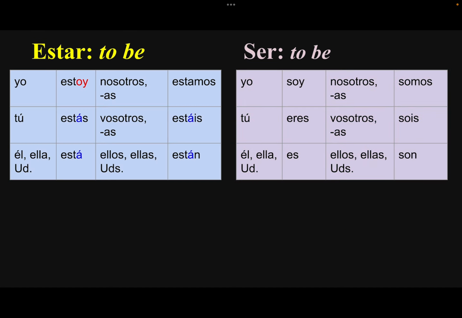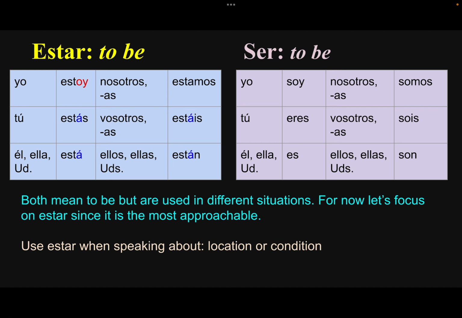Also, something to keep in mind, if you're already familiar with this, yes, estar and ser both mean the same thing. They both mean to be. So when you say yo estoy, you're saying I am. When you say yo soy, I am. Tú estás, you are. Tú eres, it means you are. They mean the same thing, but they're used in different situations. We're going to just focus right now on estar. It's a little bit more approachable, and it's easier to manage.